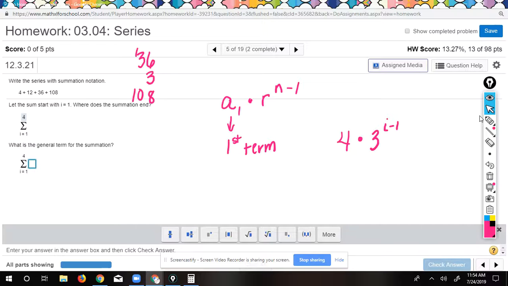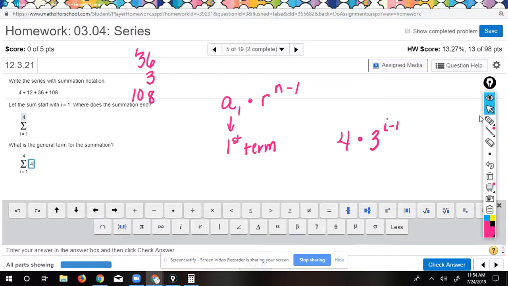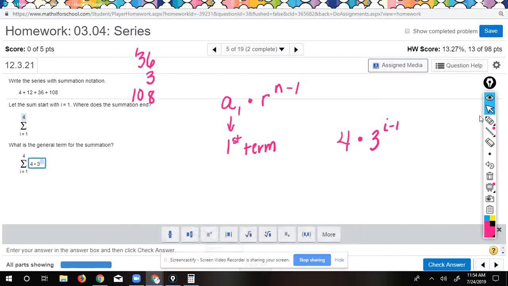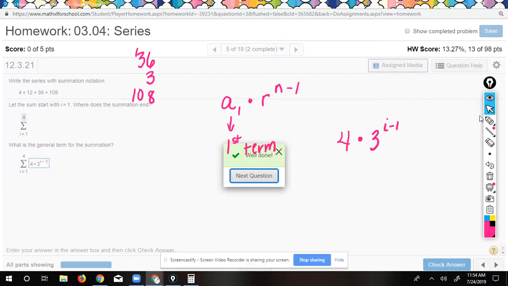Just because summation notation uses i, we need the little dots. Remember that mistake we made last time? We're not going to make that mistake. i minus 1. Let's check if we're right. We're right! Yay!